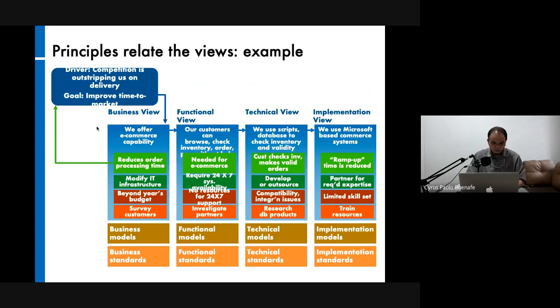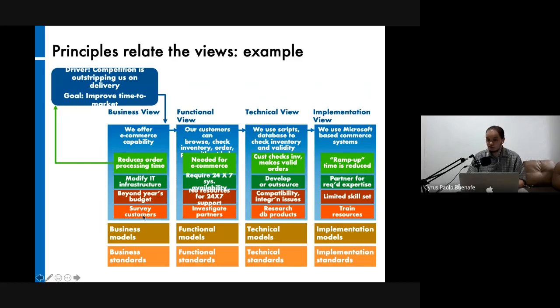Here's an example. For example, if your driver is competition is outstripping us on delivery, that's the driver. Now your goal is to improve time to market. So a business principle in order to achieve this goal might be, we offer e-commerce. That's the principle. Why do we need to offer e-commerce? Well, the rationale here is it reduces order processing time. Modify the IT structure, that's the implication. In order for us to implement e-commerce, we have to modify the IT structure. The obstacle might be beyond the year's budget.